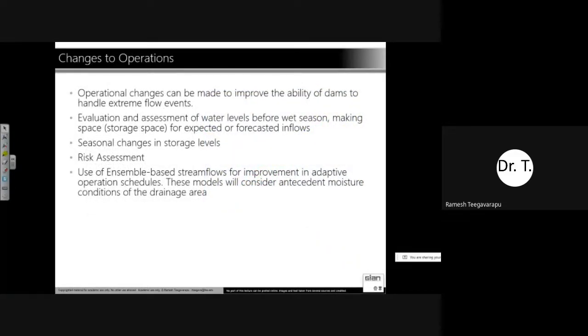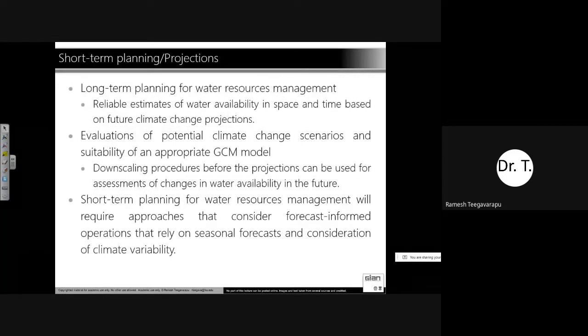Based on this, can we do something about operational changes? Yes, we can. We can do risk assessment. We can make changes to seasonal storage levels. We can also evaluate ensemble-based inflow prediction models, which we can use to improve our uncertainty assessment. I'm going to discuss that on the last day, about ensemble streamflow prediction. So what are we supposed to do? Long-term planning: reliable estimates into the future based on climate projections. We have to use the right downscaling models so that we can project. Short-term planning: based on forecast-informed operations.